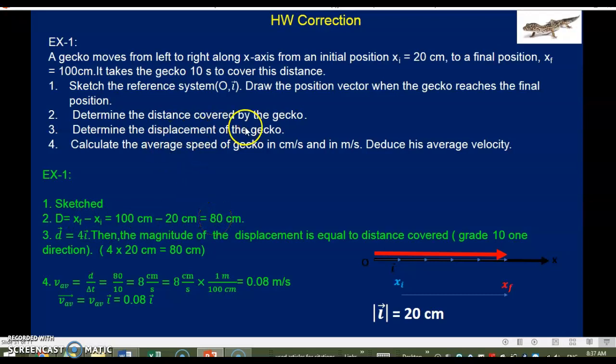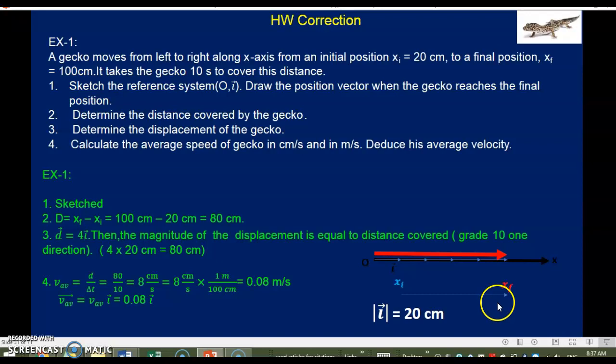Now determine the displacement of the gecko. The displacement is a vector quantity. That's why it's not enough to only give the magnitude of the displacement. You have to give the vector expression of the displacement. So again, refer to the figure here. By definition, the displacement vector is the vector that joins the initial position of the motion to the final position of the motion. So it is this long blue vector here.